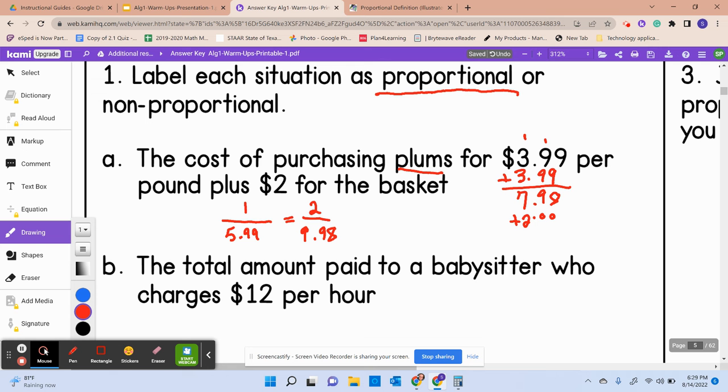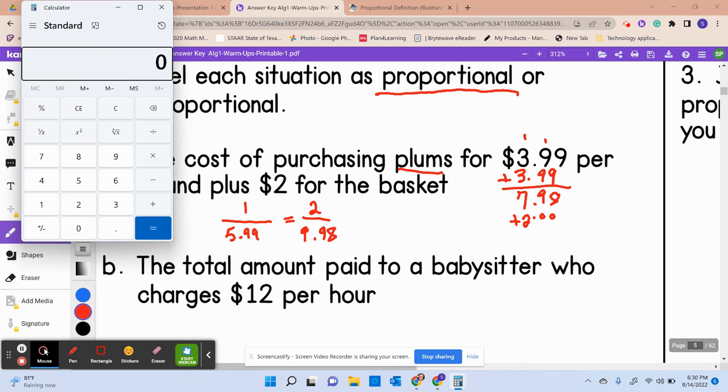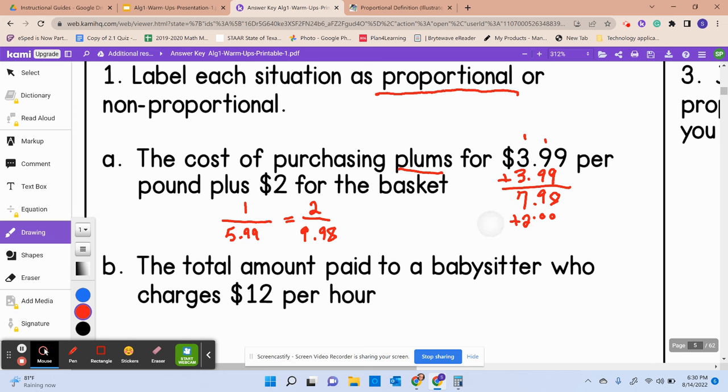But if that were true, then it would be the same fraction or the same decimal. So if you do 1 divided by 5.99, that's 0.1669. It should be the same if you did 2 divided by 9.98. Nope, that's 20 cents instead of the 16 cents. So this one is not proportional.